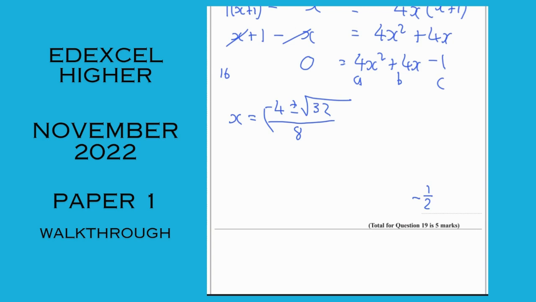So what we need to look at is this root 32. So root 32 is root 16 times root 2, or in other words, 4 root 2. So this second part, we've got the plus or minus, but we've got 4 root 2 over an 8. Well, look, the 4 and the 8 become a half as well.